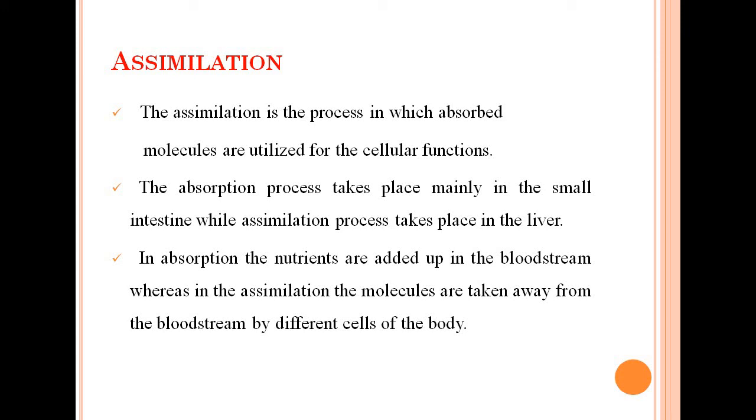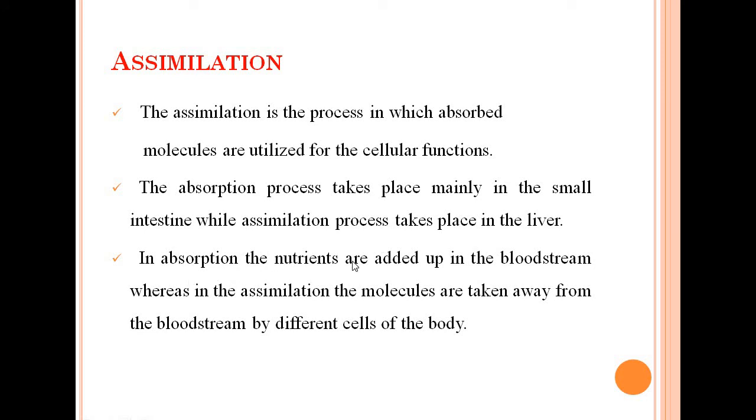Assimilation. Assimilation is the process in which absorbed molecules are utilized for cellular functions, as we have seen earlier. It is the process in which the simplest substances are used to form complex substances inside our body. The absorption process takes place mainly in the small intestine, while the assimilation process takes place in the liver. That is one of the differences between absorption and assimilation.